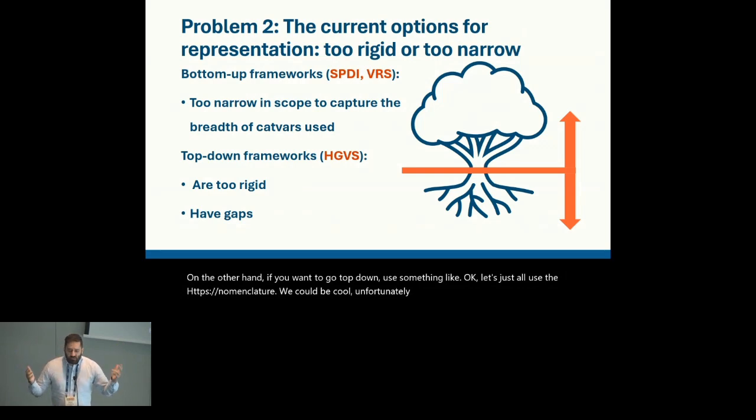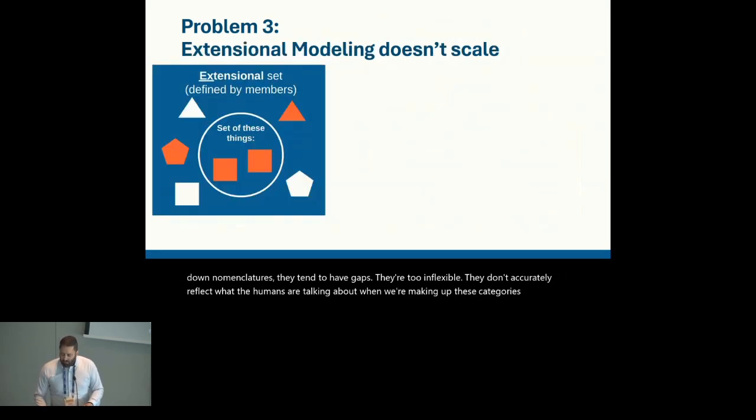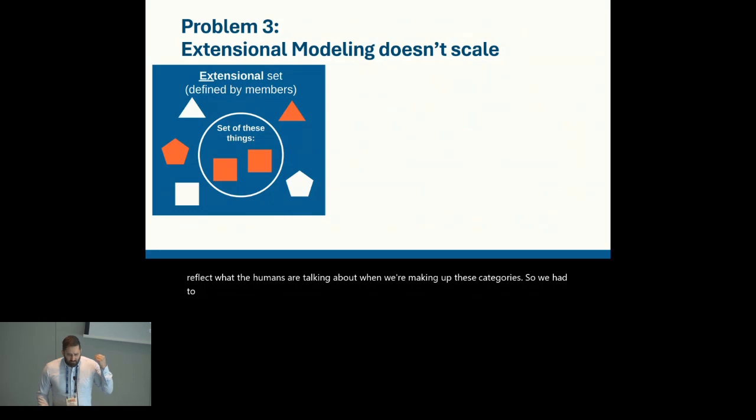Unfortunately, when you tend to specify these top-down nomenclatures, they tend to have gaps. They're too inflexible. They don't accurately reflect what the humans are talking about when we're making up these categories. So we had to come up with a solution. But finally, something we're all interested in as computationalists: extensional modeling doesn't scale.